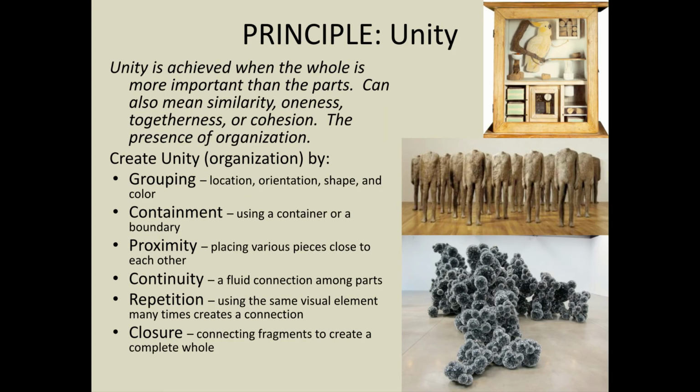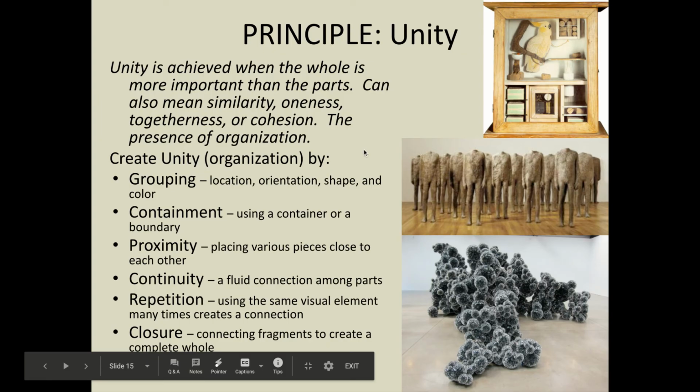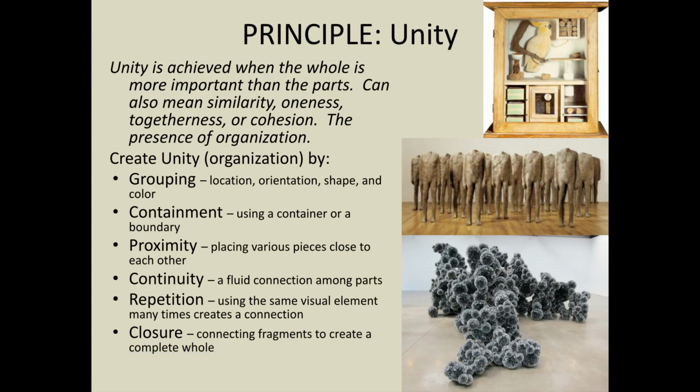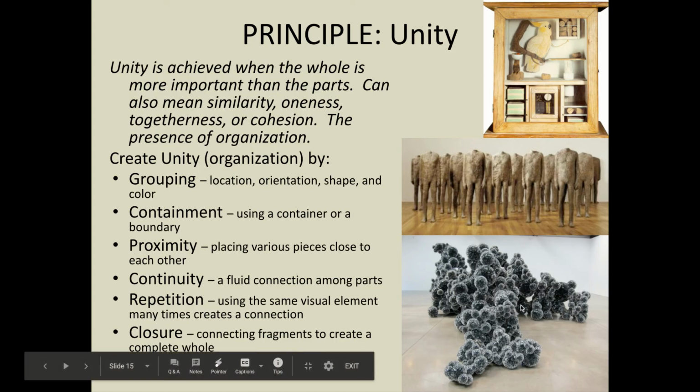So the first one, the big one, is unity. And there's different ways to achieve unity, and those are listed here. But really it comes down to, does it feel whole? Does it feel complete? Is there a sense of similarity or togetherness or cohesion? It looks organized. So you can group things together. You can contain them just by placing random objects together. Maybe you have a sense of continuity through the work, simple repetition, or closure, kind of bringing things back together.